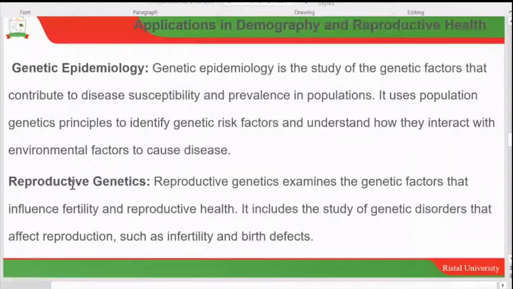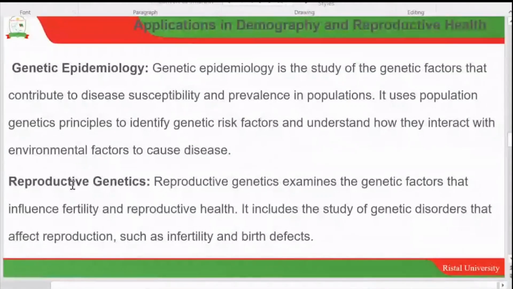We want to look at the applications in demography and reproductive health. We specifically want to look at how we are able to approach population genetics in regard to demography and reproductive health.